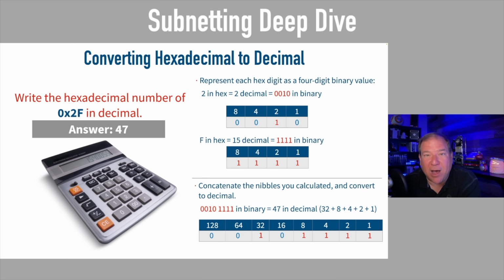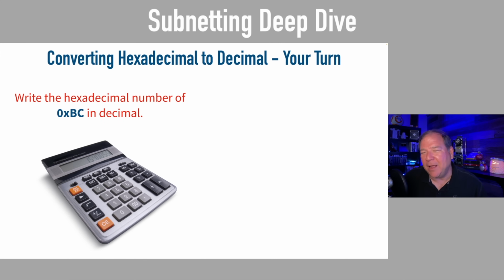Then I take that 8-bit binary number and convert it into decimal. I add up the column headings containing a 1: 32 plus 8 plus 4 plus 2 plus 1. It's 47. A lot of people chatted that in ahead of me. Awesome. Let's have you do one. I want you to take the hexadecimal number 0xBC and tell me what that is in decimal. All right, 0xBC and go.